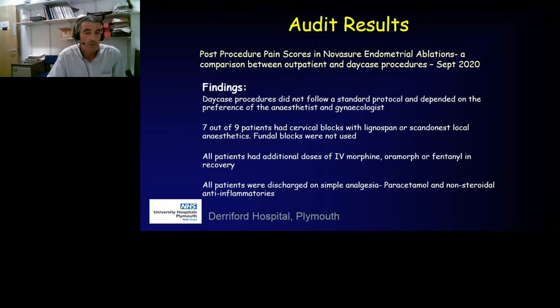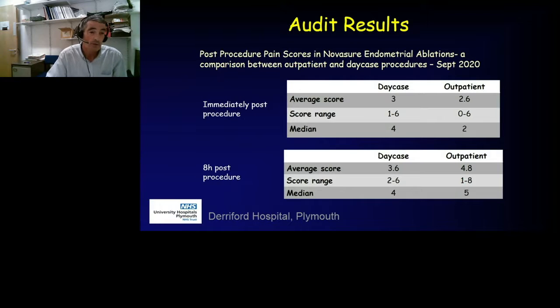The anaesthetic and pain relief given to the inpatients varied depending on the anaesthetist, so that was not standardised. But we were able to look at all of the pain scores afterwards. And what we did find was that overall the average pain score for those having it in the outpatient setting was around 2.6 immediately post-procedure, and was slightly higher for those having it under general anaesthetic. So just showing that cervical block and this fundal block does work really well.